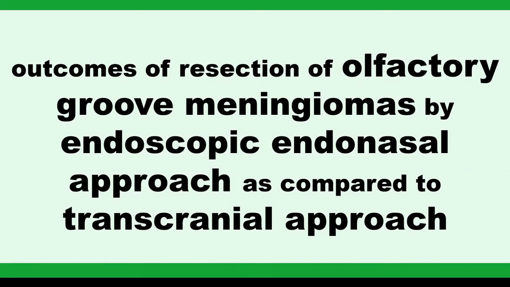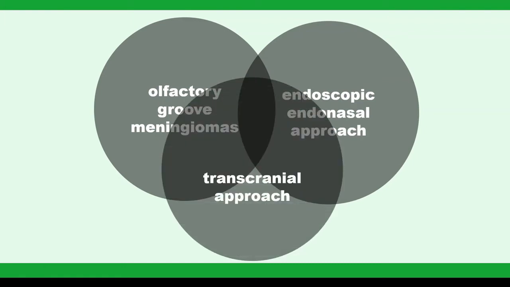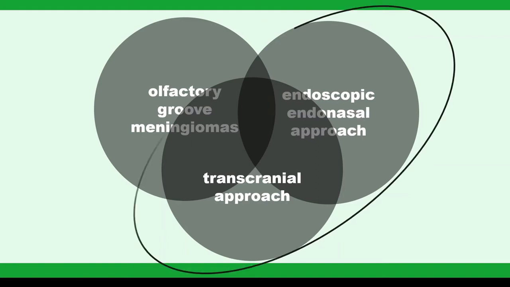Finally, example 3, which is a bit more complicated. We are interested in the resection of olfactory groove meningiomas, and we want to look at the outcomes of the endoscopic endonasal approach versus a transcranial approach. We could search this in several different ways. Here's one way. Your search concepts will include terminology related to olfactory groove meningiomas, endoscopic endonasal approach, and transcranial approach, because you only want to see studies that already compare the two.